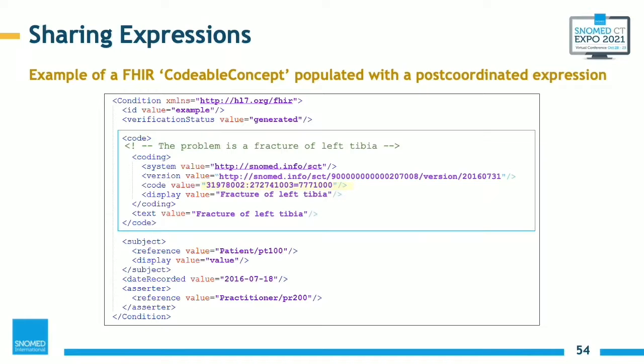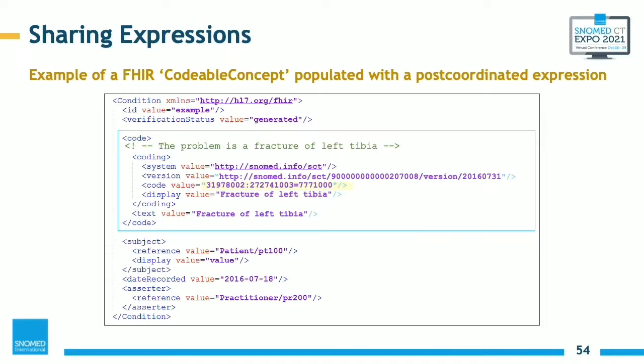And in this next example, you can see how a post-coordinated expression would be populated in the same FHIR resource. In this case, the patient has a fracture of the left tibia. And the main difference is that the code attribute here is populated with the terse form of the post-coordinated expression, fracture of tibia with laterality equals left. If the expression is associated with a published human readable term, or there is a published description template for the expression, then the display value may include that term, as shown here. However, if no term or description template has been published, then the full expression with the terms embedded may be used as the display value.